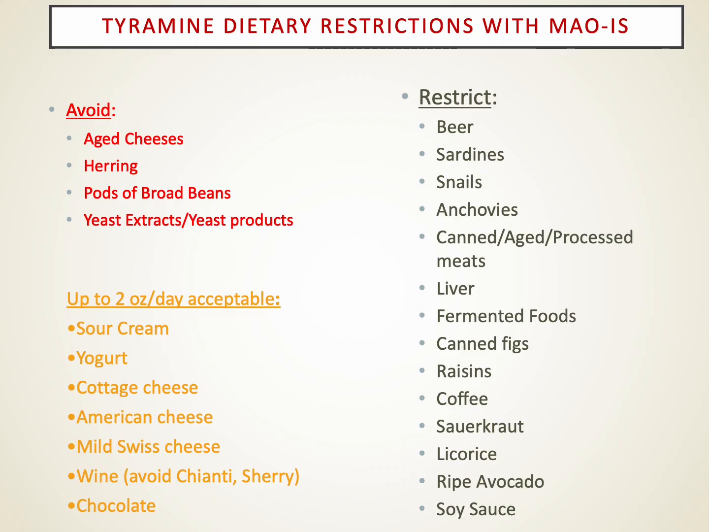Here's a list of some of the foods that would be restricted. We'd avoid all the things that are fermented: aged cheese, herring, broad beans, yeast extracts, and be really careful about all the fermented kinds of foods. And microbrew beers are a concern because the yeast products and yeast extracts can be really problematic. And so the tyramine content in any of these foods can vary based on how they're processed or made or available, and so we want to be really careful about that.